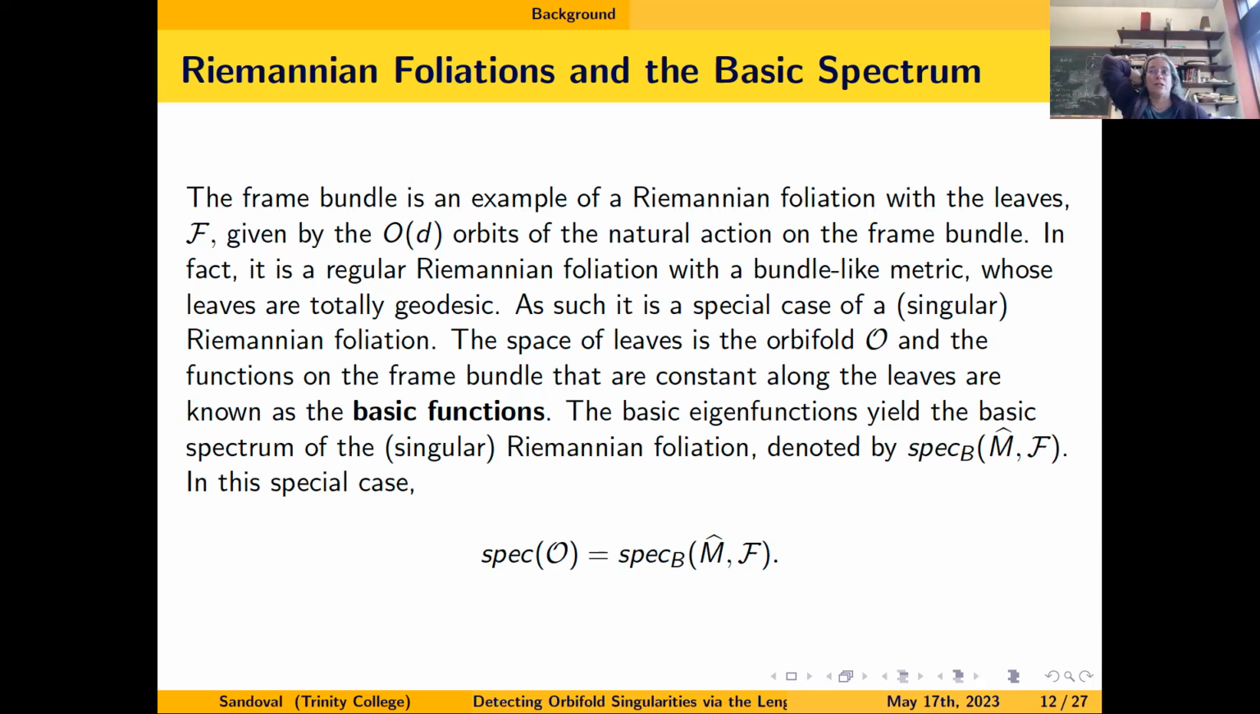So the basic eigenfunctions yield a basic spectrum is what we call this. The basic spectrum of a function is the one associated to the basic eigenfunctions. And it gives us the spectrum of the orbifold, okay? But I could also think about it as the basic spectrum on the frame bundle, where I take the foliation and the leaves of the orbits. Okay, turns out that's what we want to do.